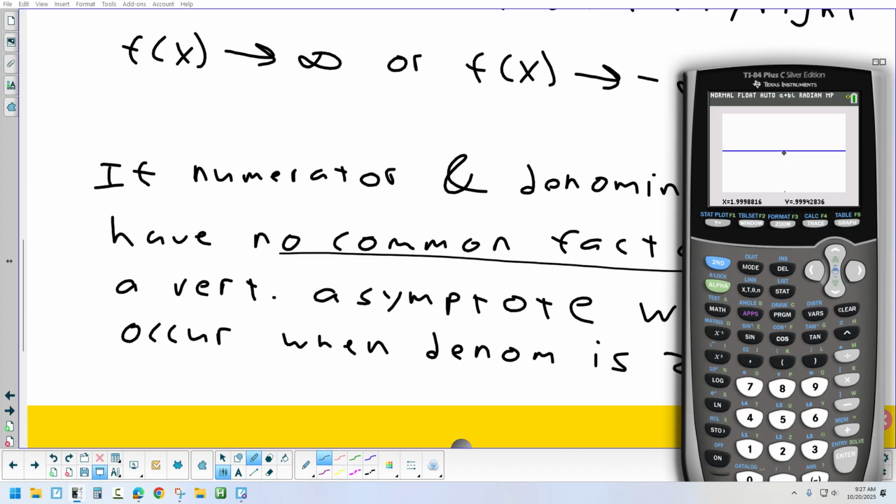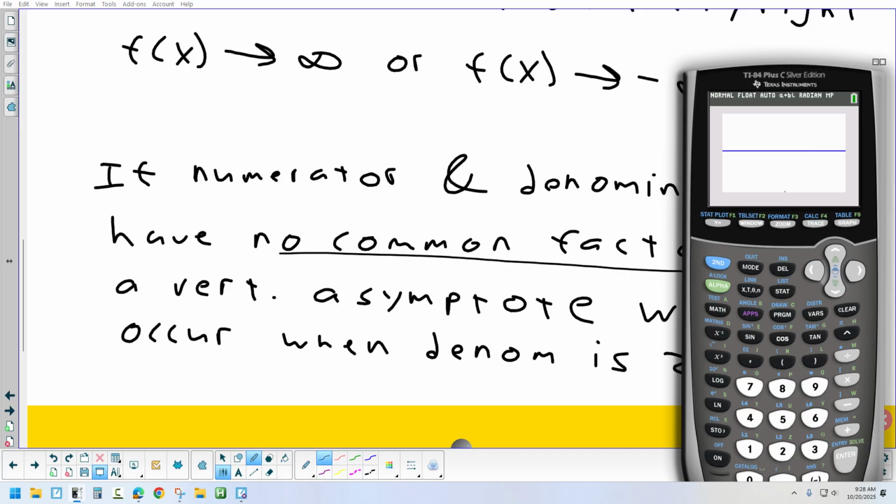Look at my window. My x min is 1.99 and my x max is 2.00. I mean, I'm zoomed in a lot. My whole screen is only 0.01 units wide at this point. But you're not going to ever see what's happening there.